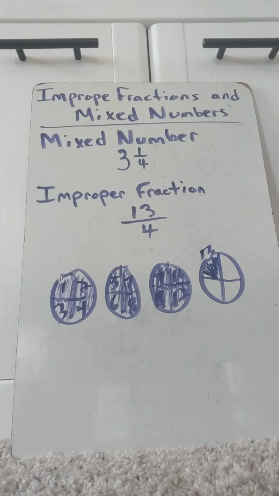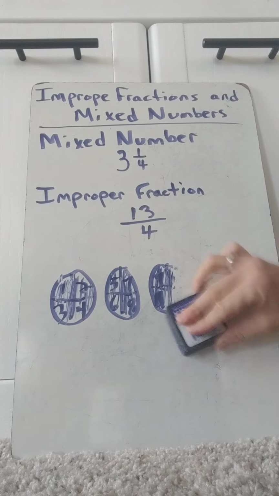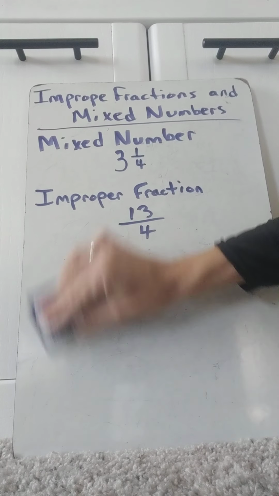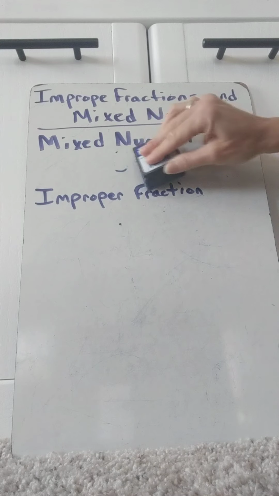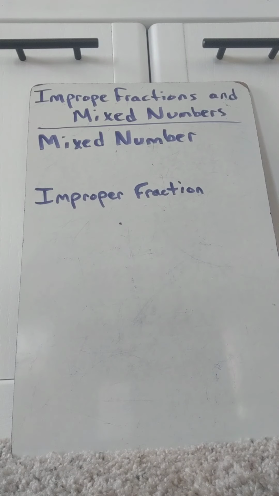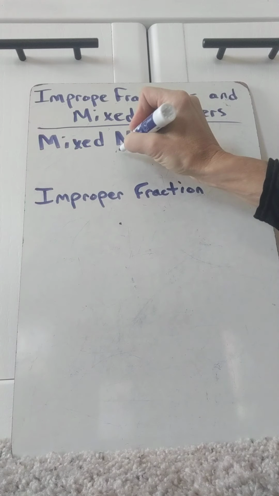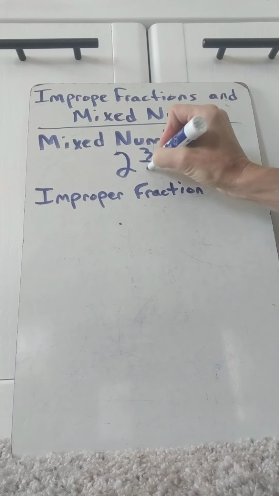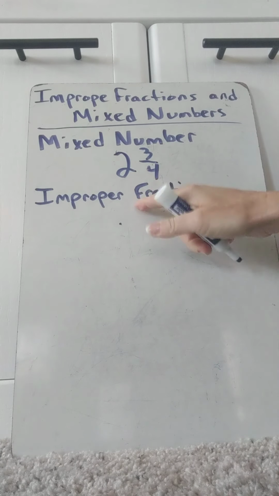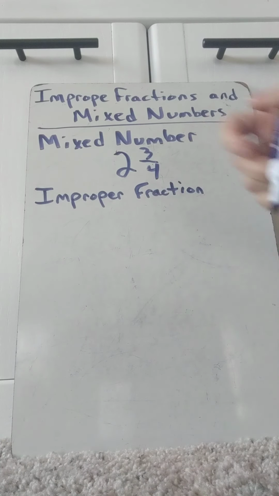Now, let me erase this. I'm going to show you something else. On your quick check today, actually, before we even do that, you know what? I'm going to show you another one. I'm going to do one more for you, boys and girls, as an example. Just one more to make sure you understand it. We're going to do 2 and 3/4, okay? And I'm going to leave this blank, and we're going to figure that out, okay?